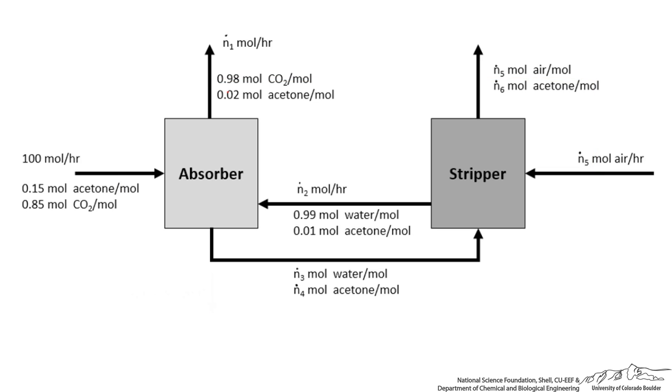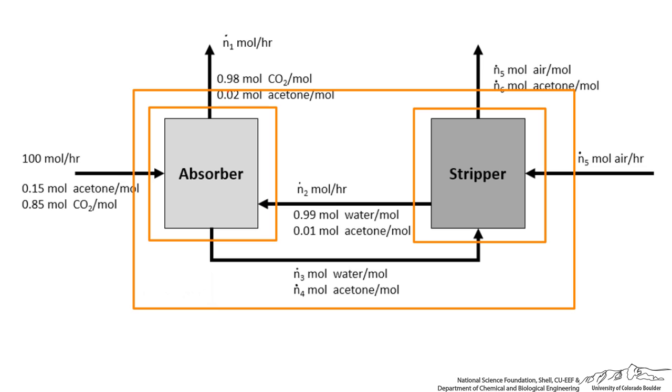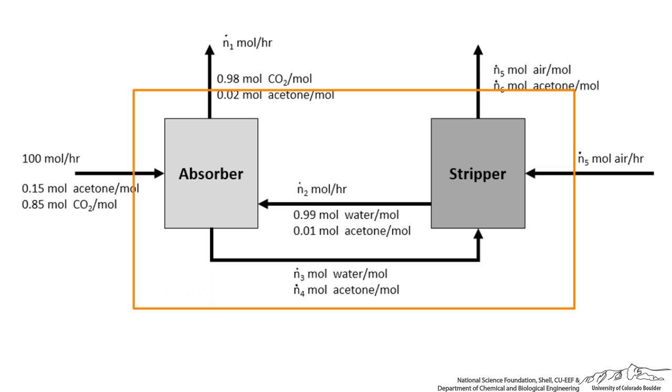We could also do a degree of freedom analysis just around the absorber, or we could do one just around the stripping column. Sometimes it's important to look at all of them to determine if there's a good place to start in analyzing multiple units. So let's start with the overall process. We start with choosing a basis, which in this case is given to us. We're told that 100 moles per hour enter into the absorbing column.